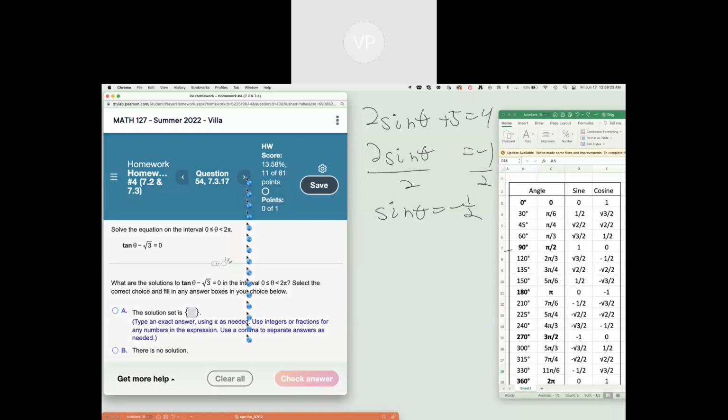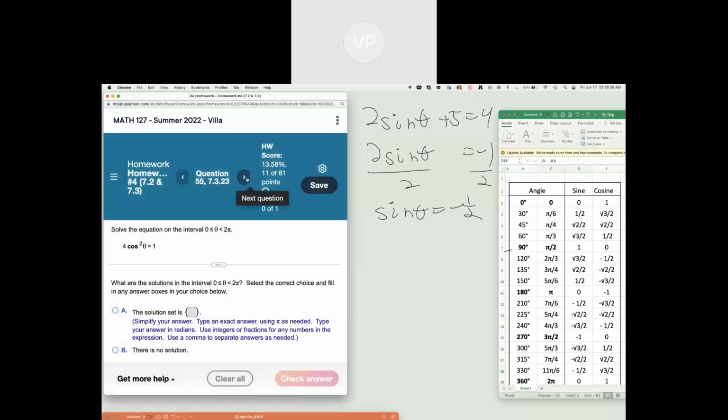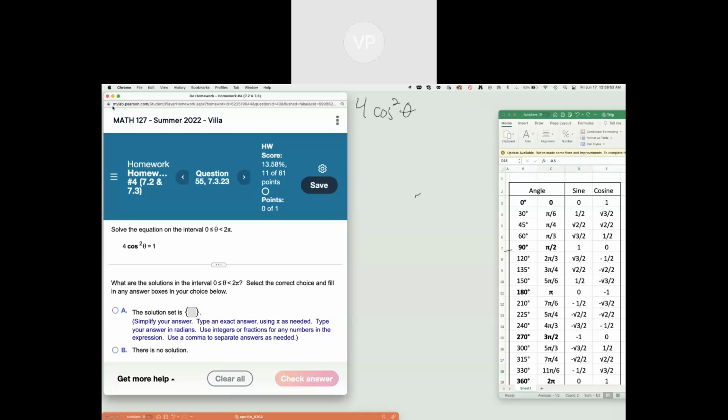All right, let's look at number 55. Okay, so we have an equation right here. Solve the equation 4 cosine squared theta equals 1. Just like the examples I was doing here, you want to make sure you think of this as if that was an x squared, 4x squared minus 1, what would you do? Anytime you have a power of 2 or more, your goal is to get everything on one side of the equation. So here's what I have.